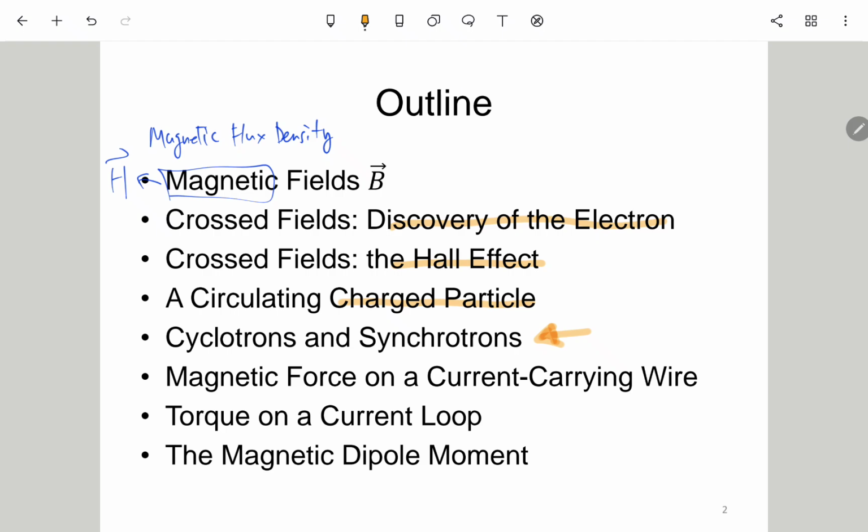And then we will talk about the magnetic force on a current carrying wire. It is actually a kind of Lorentz force. At the very beginning we will talk about the Lorentz force, but the magnetic force acting on a current carrying wire is another point of view for the Lorentz force. Finally, we will also talk about the torque on a current loop and the magnetic dipole moment. Previously you have already seen the electric dipole moment, so a magnetic dipole moment is a similar variable.